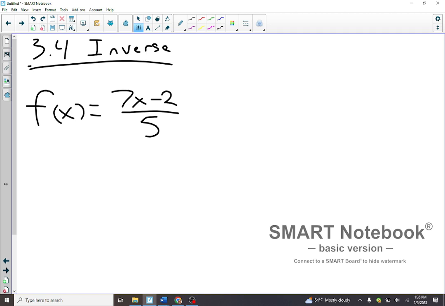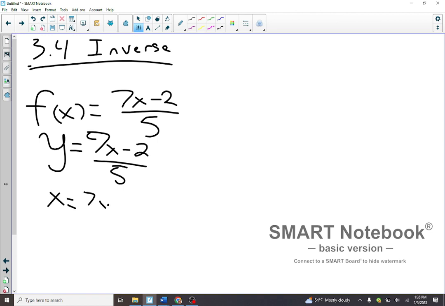So if I want to find the inverse of this, my first step is to make it a y. So y equals (7x minus 2) over 5. The first thing I did is make it equal y. Then every x and every y swap places. So the x will go to the left, and then the y will go to the right. So x equals (7y minus 2) over 5. All I did is literally rewrite my x's as y's and my y's as x's.